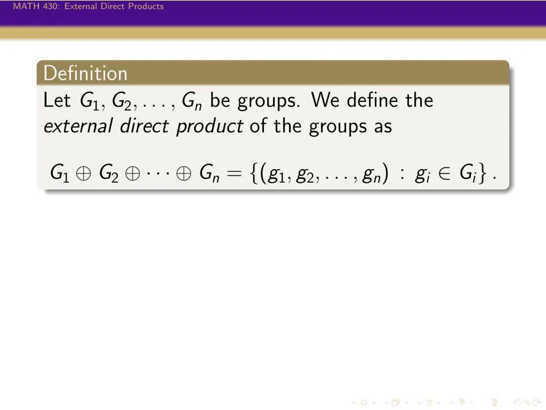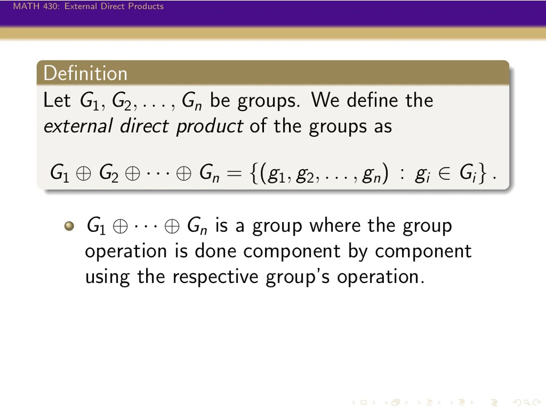So we started off with n groups. It is n-tuples where in the ith component, in the ith slot, is some element of Gi. And so the direct product is all of these possible n-tuples, where the ith component is an element from Gi. So this does form a group where the group operation is done component by component.